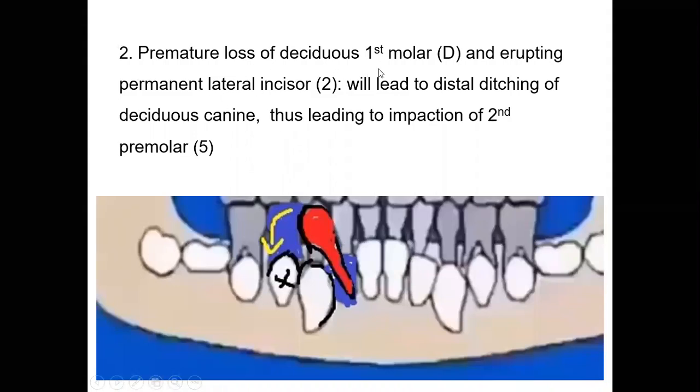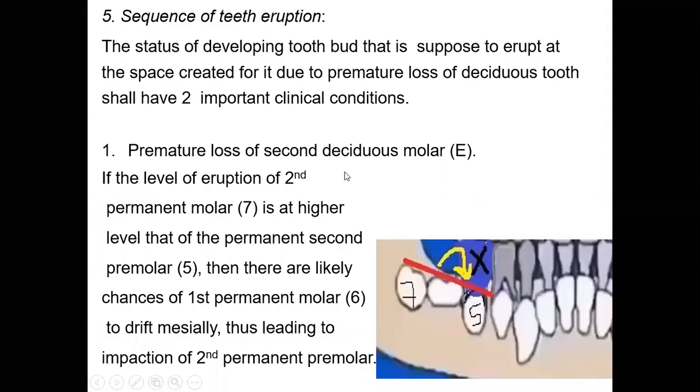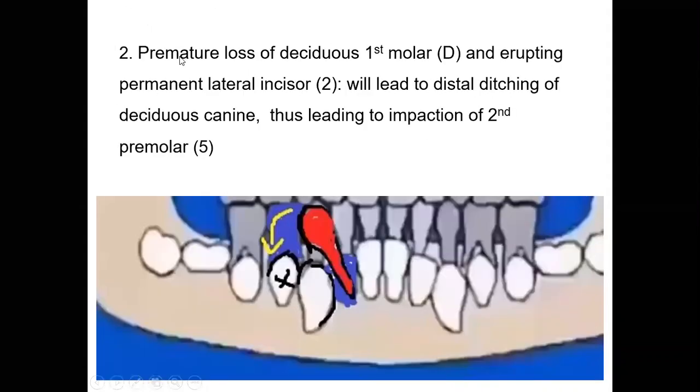Here we said the premature loss of the second deciduous molar. Now this is another scenario where there is a premature loss of the first deciduous molar. This is the second deciduous molar, and the first is lost. There is a premature loss of a first deciduous molar. In this case, what will happen?